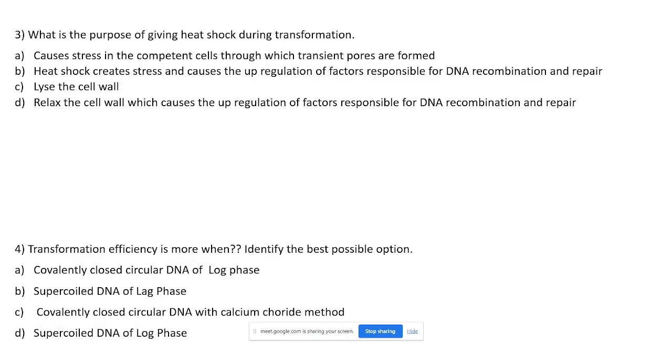Next question is, what is the purpose of giving heat shock during transformation? A. It causes stress in the competent cells through which transient pores are formed. B. Heat shock creates stress and causes the upregulation of factors which are responsible for DNA recombination and repair. C. It lyses the cell wall. And D. Relax the cell wall, which causes the upregulation of factors responsible for DNA recombination and repair.